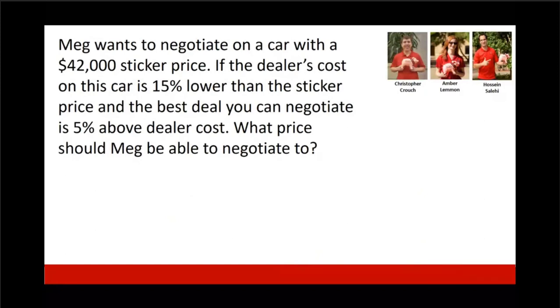Meg wants to negotiate on a car with a $42,000 sticker price. If the dealer's cost is 15% lower than the sticker price, and the best deal you can negotiate is 5% above the dealer cost, what's the price that Meg can negotiate? How would you start this problem? 42,000 times 0.15. Okay.